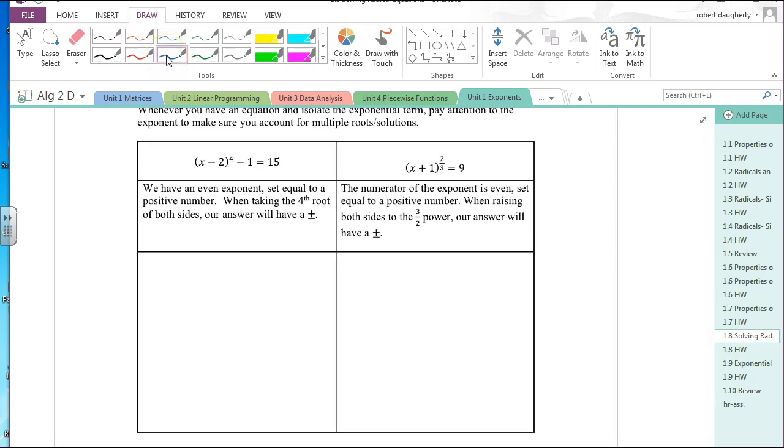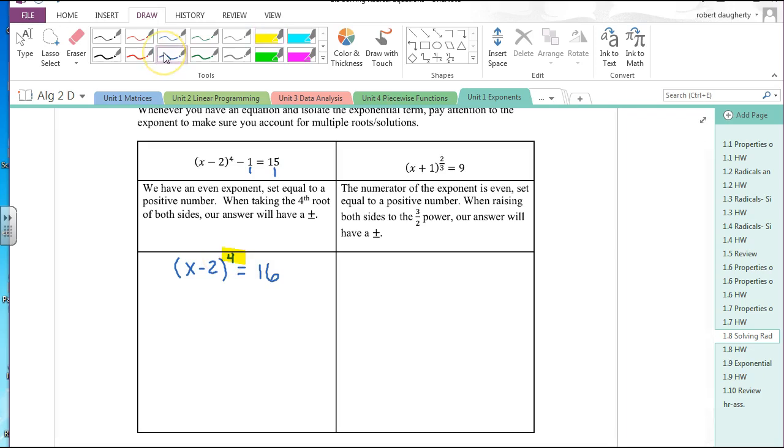Yeah, x minus 2 to the 4th. I can do that by adding 1 to both sides. So x minus 2 to the 4th equals 16. Okay. Now what we did last semester, it would have looked like x minus 2 squared. But because this is an even exponent, when I take the 4th root of both sides, I'm going to have plus or minus in my answer.